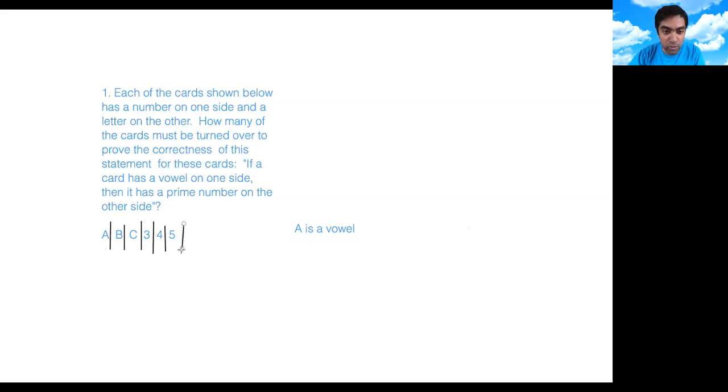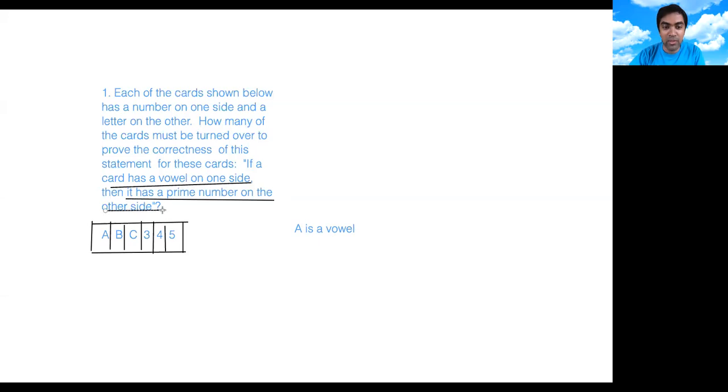So we just want to confirm if this statement is true or false, right? I think the reason why you had 3 initially, and why most of the answers are 3, is everyone thinks we need to check A as the vowel and 3 and 5 as the prime numbers. So we have to check those 3. Now let's think about the statement a little bit carefully. We want to check, is this statement true: if the card has a vowel on one side, then it has a prime number on the other side.